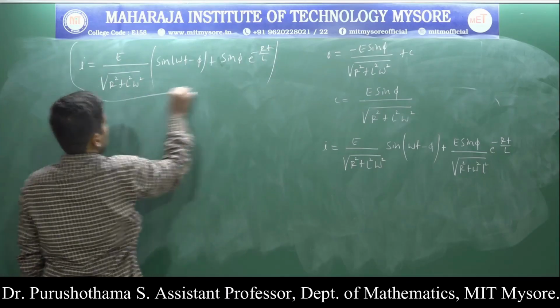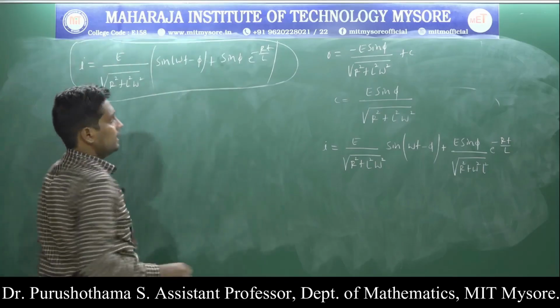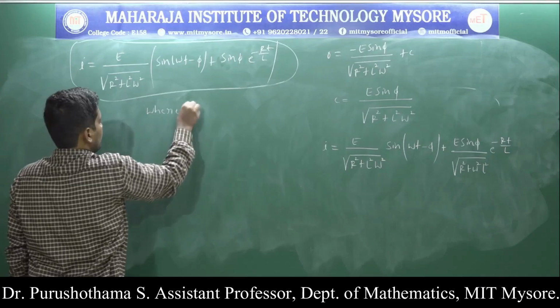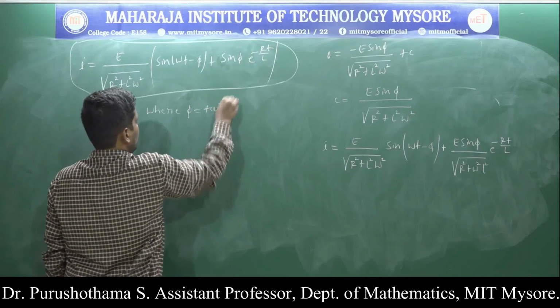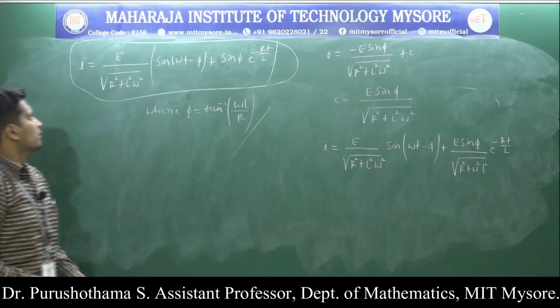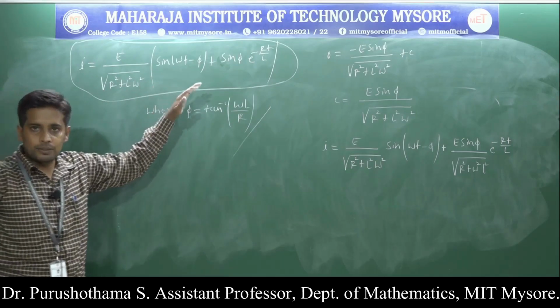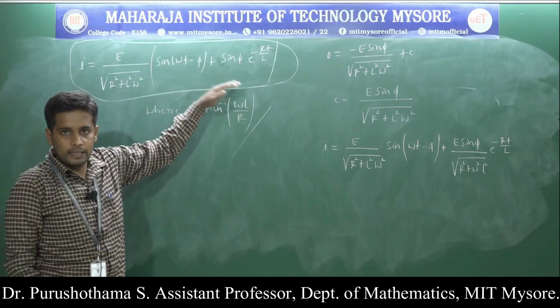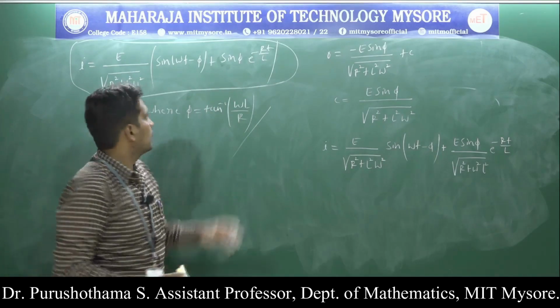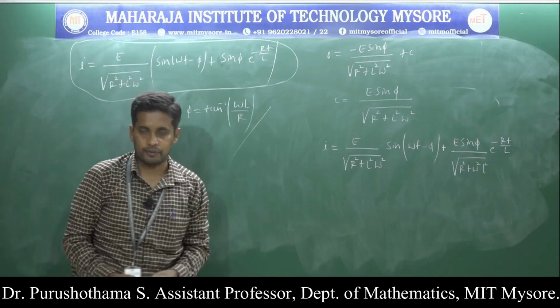This is the current expression for the given differential equation, where phi is equal to tan inverse of omega L by R. This is the final expression, the current expression at any time t for the given differential equation with an electromotive force E into sin omega t. Thank you.